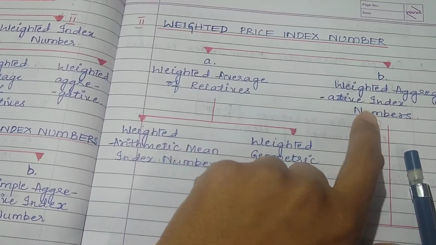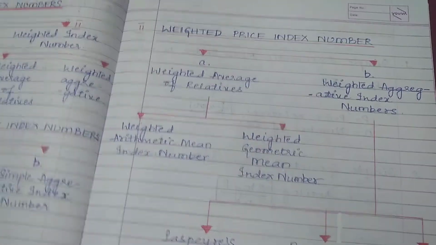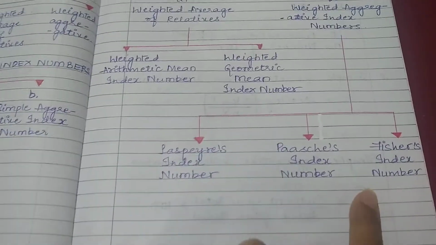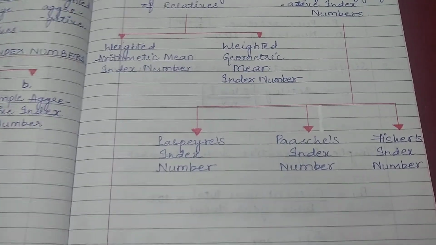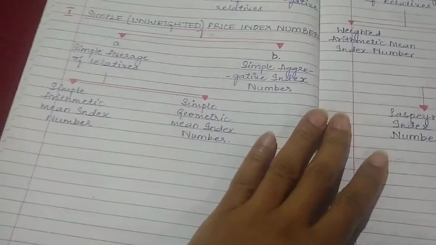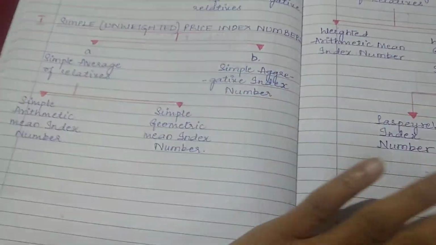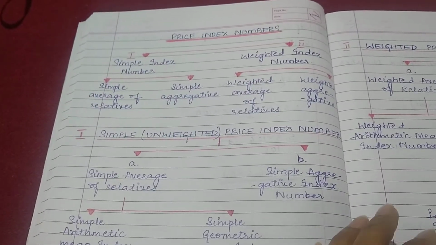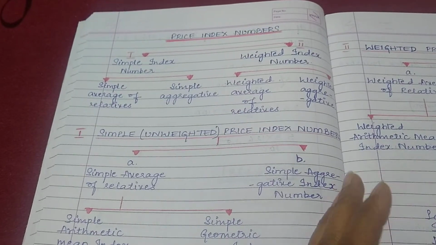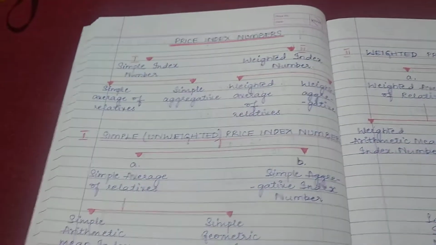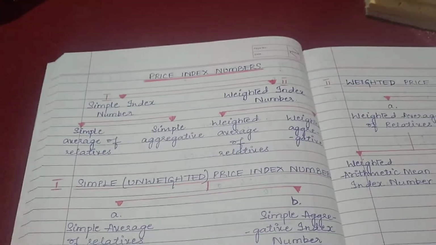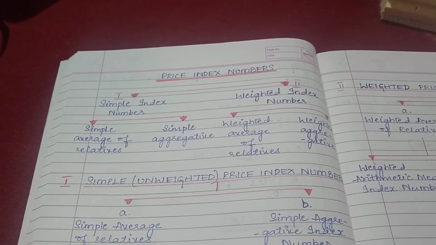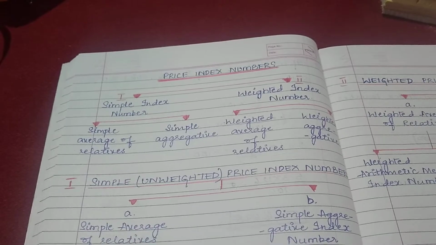However, the weighted aggregative index number is divided into three things: Laspeyres price index number, Paasche index number, and Fisher's index number. You have to remember these things, which are very, very important. We will study these in detail. That is your price index number. Price index number is the combination of simple or unweighted index number and weighted index number.